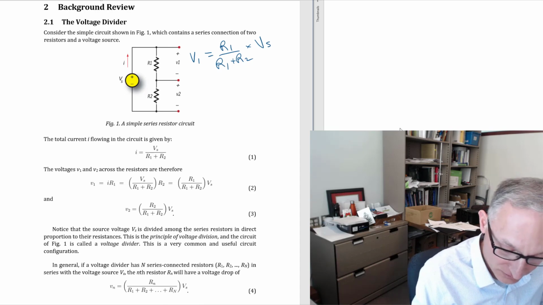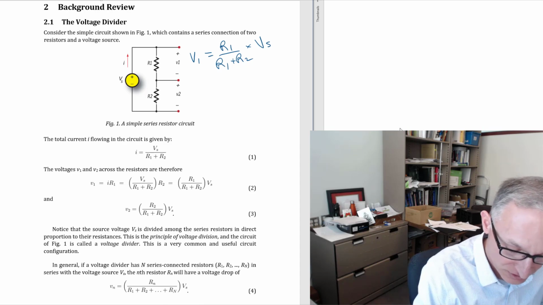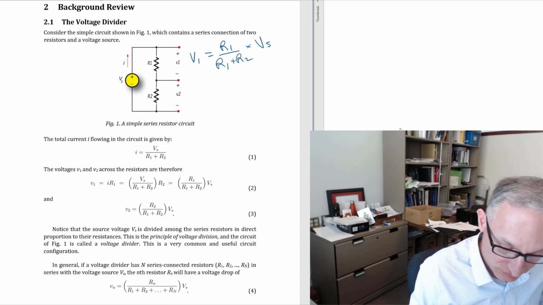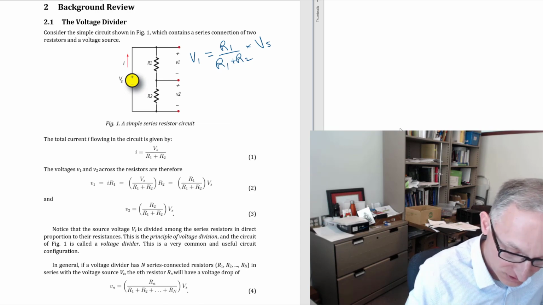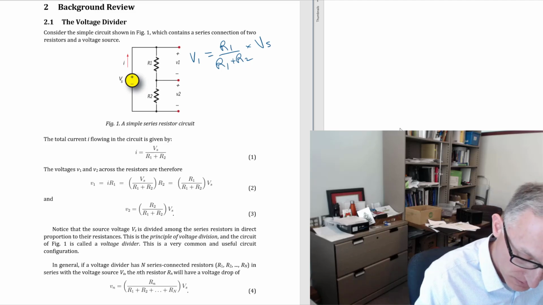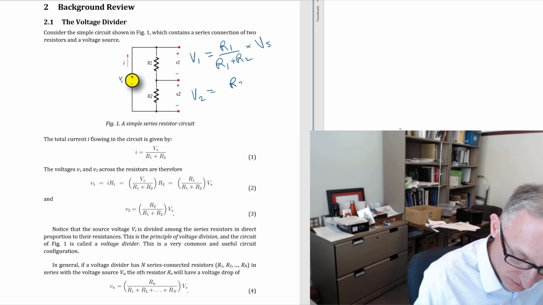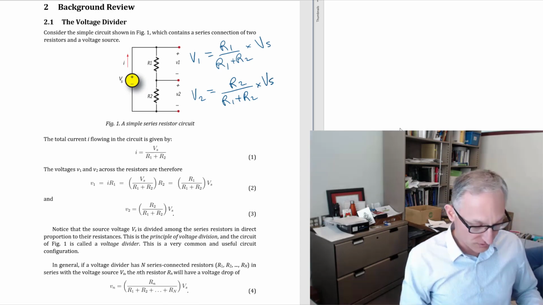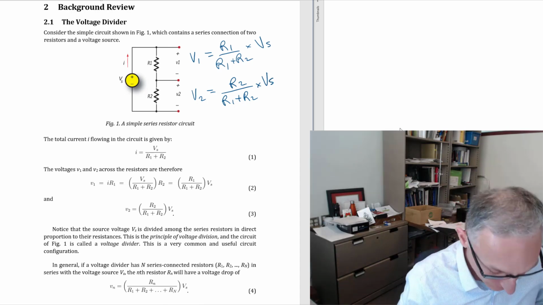And what we note is that the denominator has all of the resistors in series with that voltage source, and the numerator has the resistor of the voltage that we want to find. Okay, so then V2 similarly is going to be R2 over R1 plus R2 times Vs. Okay, so that's the voltage divider.